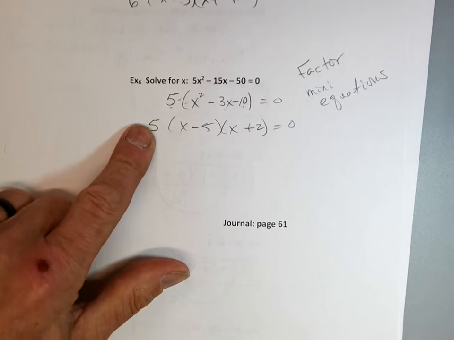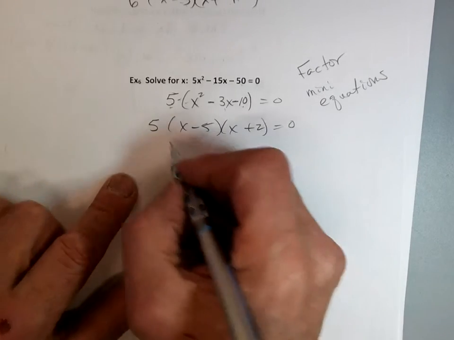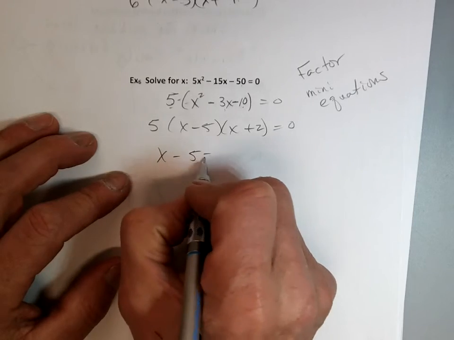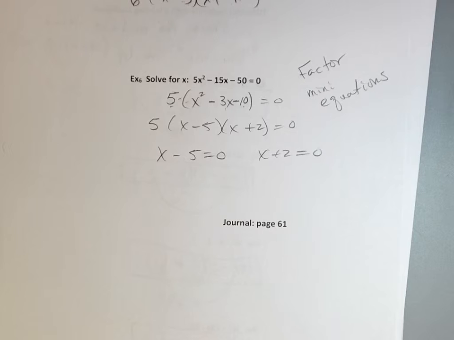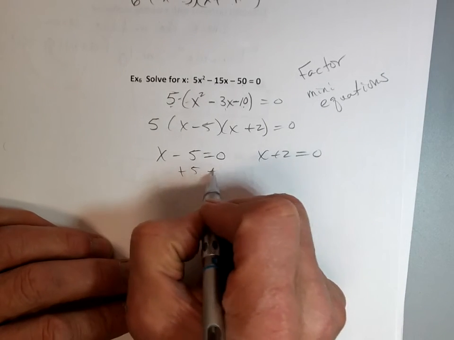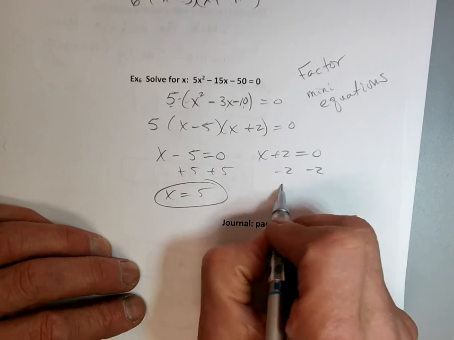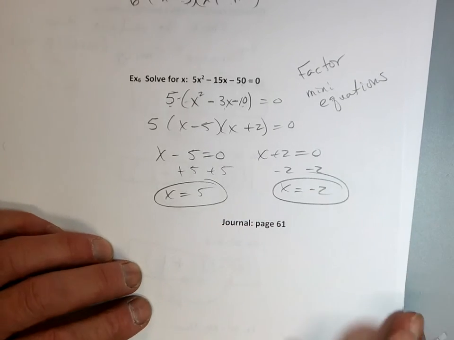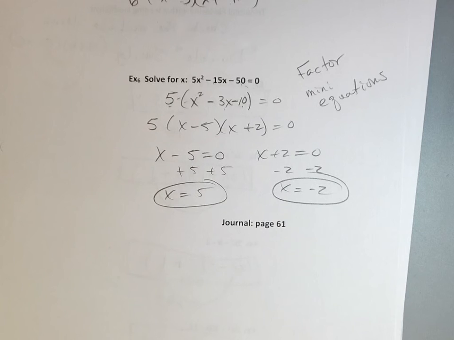The 5 does not have an x. The 5 doesn't count. So my mini equations come from x minus 5 equals 0 and x plus 2 equals 0. See, the 5 does not have an x, does it? So you're not going to get an answer for the 5, but you get x equals 5 and x equals negative 2, okay? So when do we solve? When we have an equal sign. Remember that? When do we solve? When we have an equal sign. That's when you get your mini equations and solve it. Okay, now let's look at our journal.